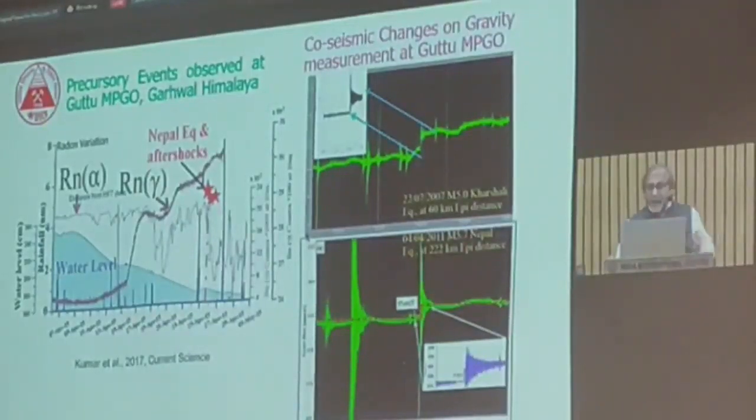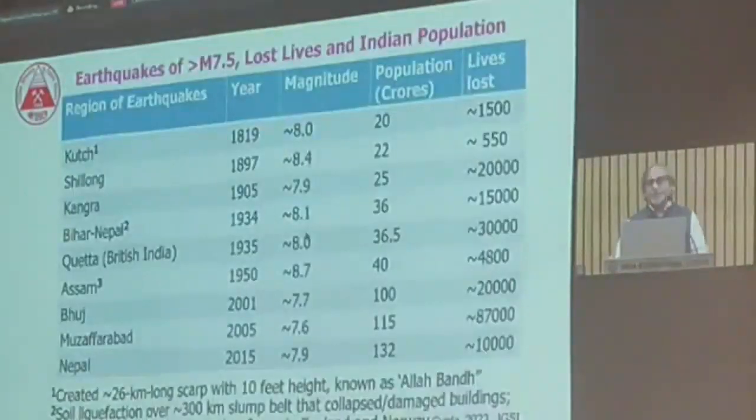Even on the gravimeter, you can see one earthquake that took place 60 kilometers away, the Kharsali earthquake of 2007, and we can see there have been some sort of co-seismic changes. Even for the Nepal earthquake of 2011, at a distance of 220 kilometers from the Guttu region, we have observed this. So these are the precursory events. If we can study them, it will help us understand the earthquake phenomena in the regions.